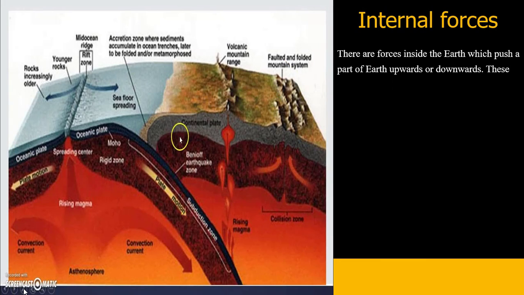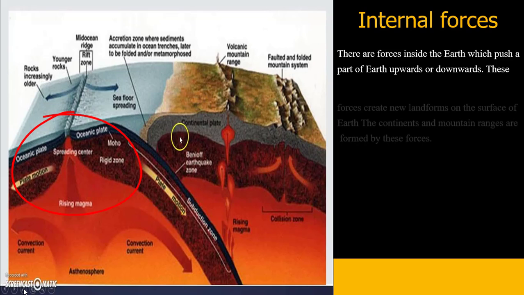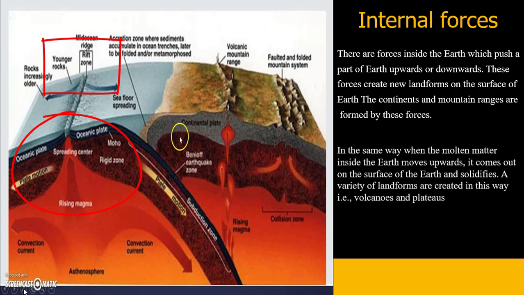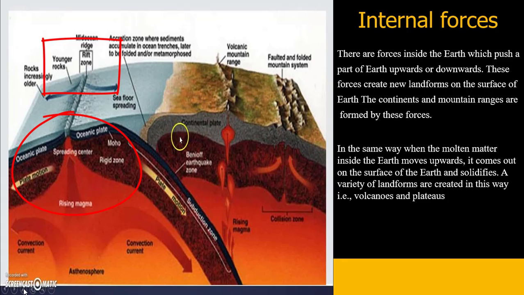As you look in the picture, internal forces are forces inside the earth which push a part of earth upwards or downwards. These forces create new landforms on the surface of earth. The continents and mountain ranges are formed by these forces. In the same way, when the molten matter inside the earth moves upward, it comes out on the surface of the earth and solidifies. A variety of landforms are created in this way, that is, volcanoes and plateaus.